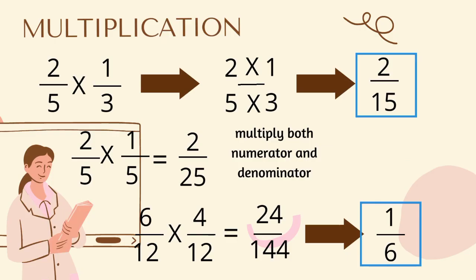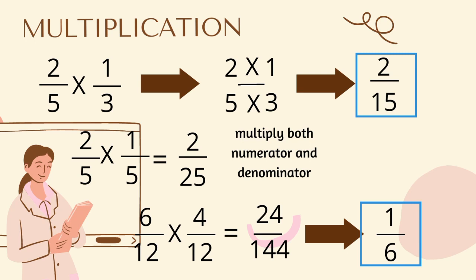So, next, multiplication. So, syempre, multiplication, alam naman natin na lahat is times. So, ang gagawin natin, ito siya. So, ginawa natin ganyan. So, 5 times 3, sorry. 5 times 3 is equal to 15. So, 5 times 1 is equal to 5. 2 times 1 is 2. So, ang nakuha natin sagot is 2 over 15.